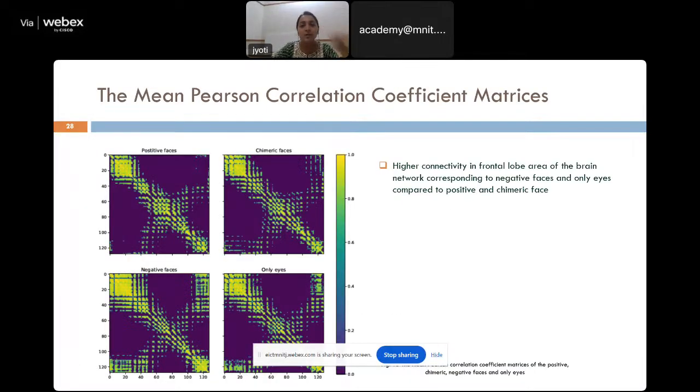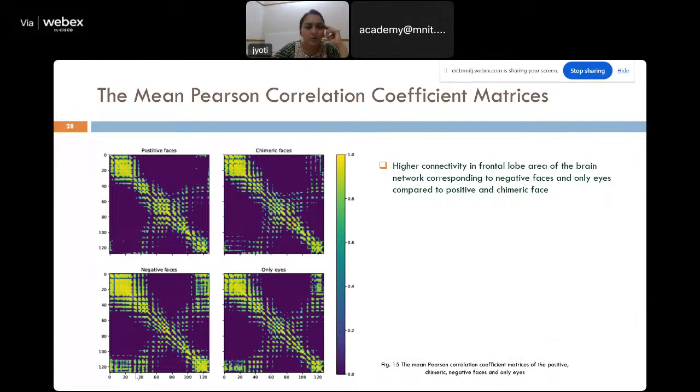We have also plotted the mean Pearson correlation coefficient matrix, which is shown here. The first one is for positive phase, this is for chimeric phase, this is for negative phase, and this is for the only eyes situation. If we look at the lower left and upper right sides of these 4 images, they are the mean Pearson correlation coefficient matrices for all the situations. Here yellow shows the maximum correlation, or 1, between 2 different electrodes. On the x-axis we have different electrodes.